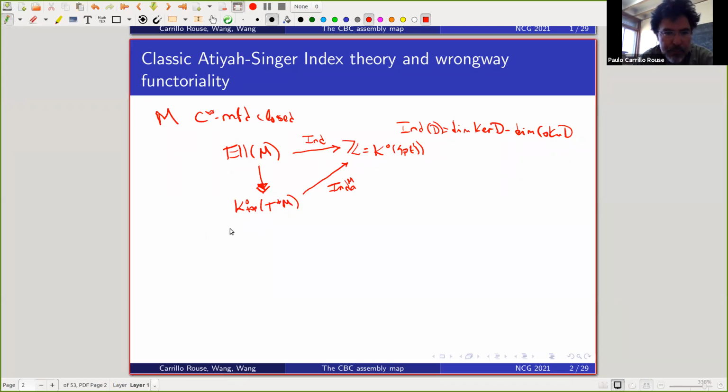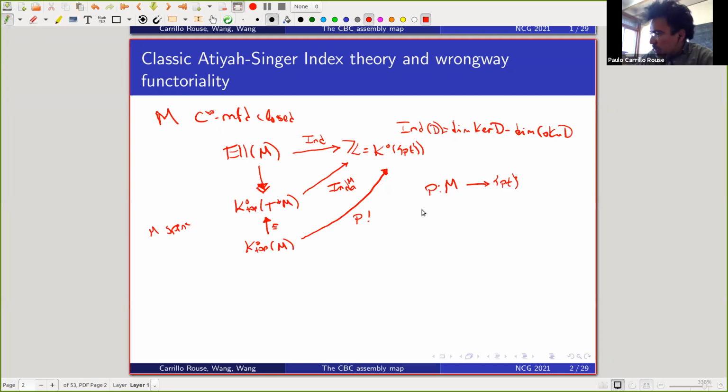But in fact, also if you add some extra hypotheses, for example, spin^c, then this is a cohomological property in K-theory. You have a Thom isomorphism from the K-theory of the manifold itself, and in fact you can consider this map as a map that is induced by the projection to a point. So you take M projected to a point, and the map here can be interpreted as what is called the push-forward associated to the canonical projection from M to a point.